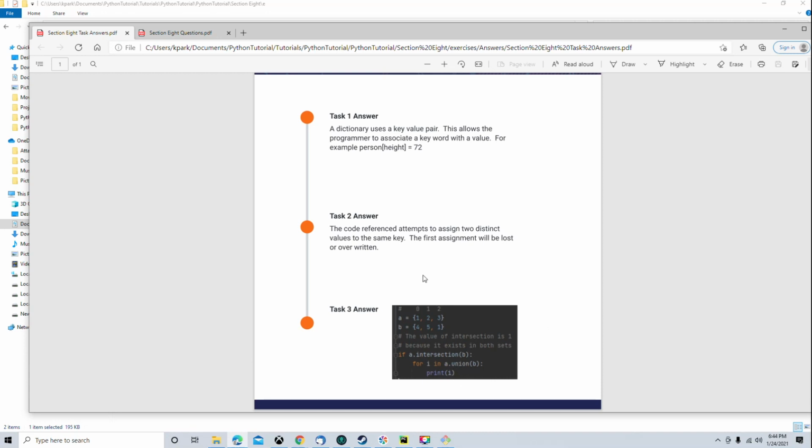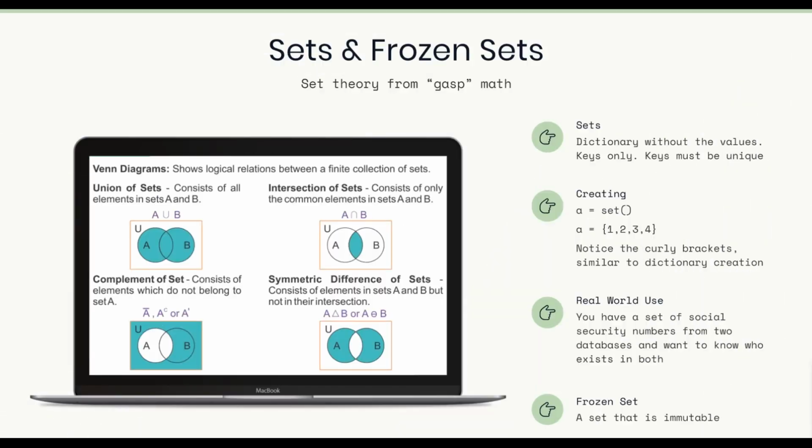Okay, I hope you got those. Let's jump back into the slideshow and finish this lesson out. All right, here we are. And just a reference to that one question, you can see that a union of sets consists of all elements in sets A and B. So when I used the union, I was able to get access to all the values in those sets and print them out to answer that question.